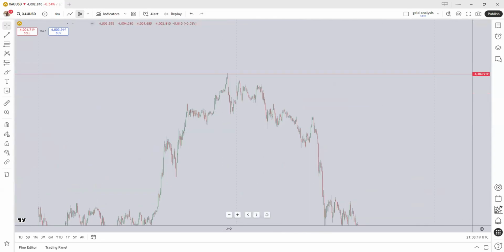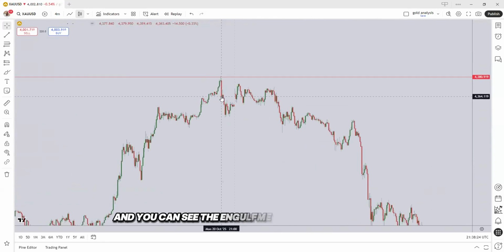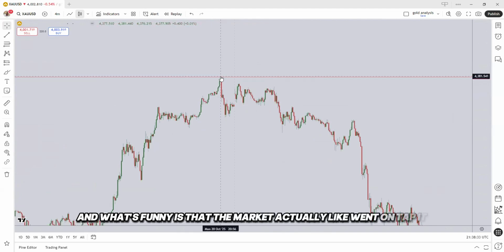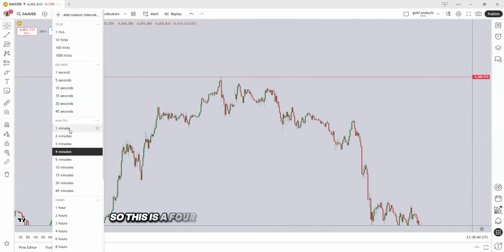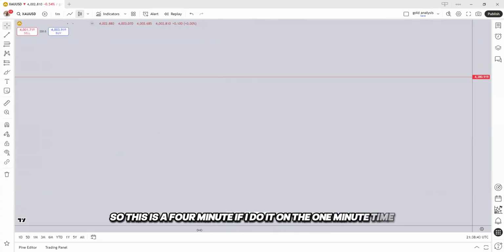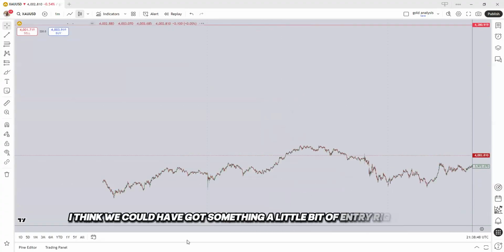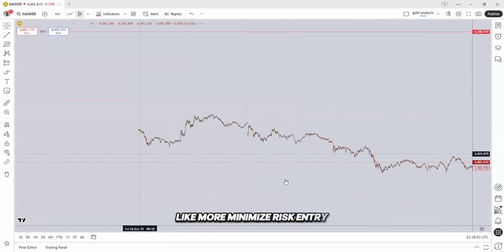You get me? So it rose to this high, and you can see the engulfing that happened here. And what's funny is that the market went on top of it and then started selling for the day. The engulfing is quite large. So this is a 4 minute. If I do it on the 1 minute time frame, I think we could have gotten a little bit of entry right there, a more minimized risk entry.